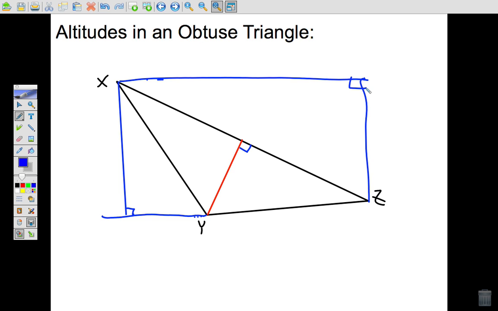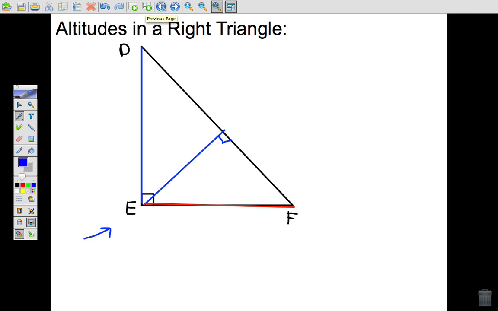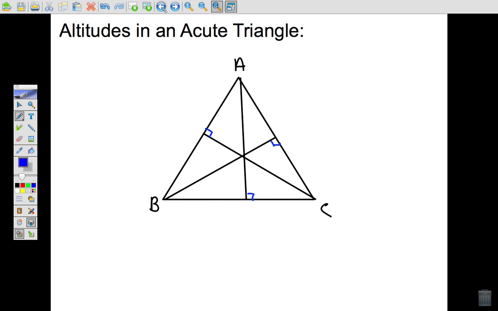So the main thing I want you to see here is for an obtuse triangle, two of the altitudes are outside, one of them is inside. And that might be the best way to do your notes, is just to write that down. Obtuse triangle, one altitude is inside, two of them are outside. For a right triangle, one of the altitudes is inside, two of them are actually the sides of the triangle. And for an acute triangle, all three altitudes are inside.